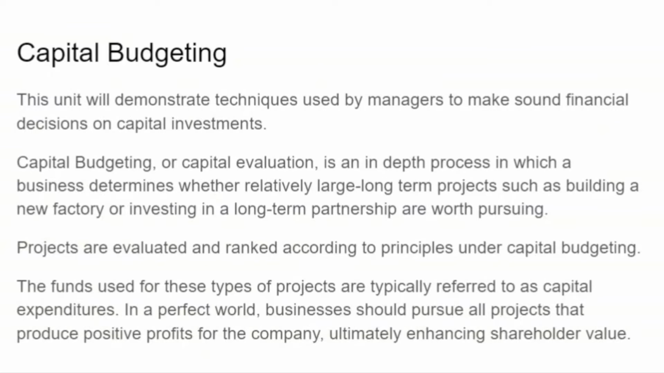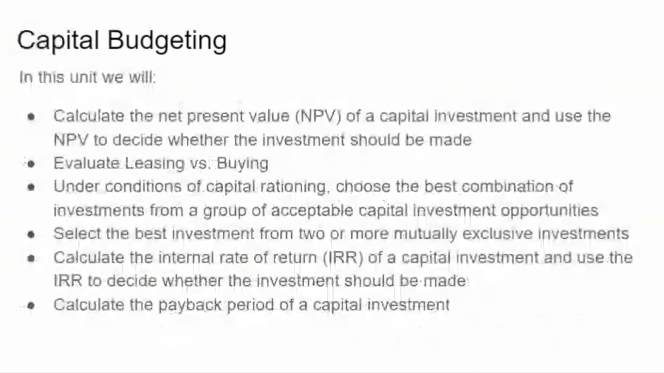So capital budgeting, or capital evaluation, is an in-depth process in which we determine whether relatively long-term projects, such as building a new factory or investing in a long-term partnership, are worth pursuing. So a go, no-go decision. Projects are evaluated and ranked according to principles under capital budgeting, and the funds used for these types of projects are typically referred to as capital expenditures. In a perfect world, businesses should pursue all projects that produce positive cash flows, meaning that it makes more money than we spend on it. Ultimately, that's going to enhance shareholder value, and that's what you'll be rewarded for as a manager.